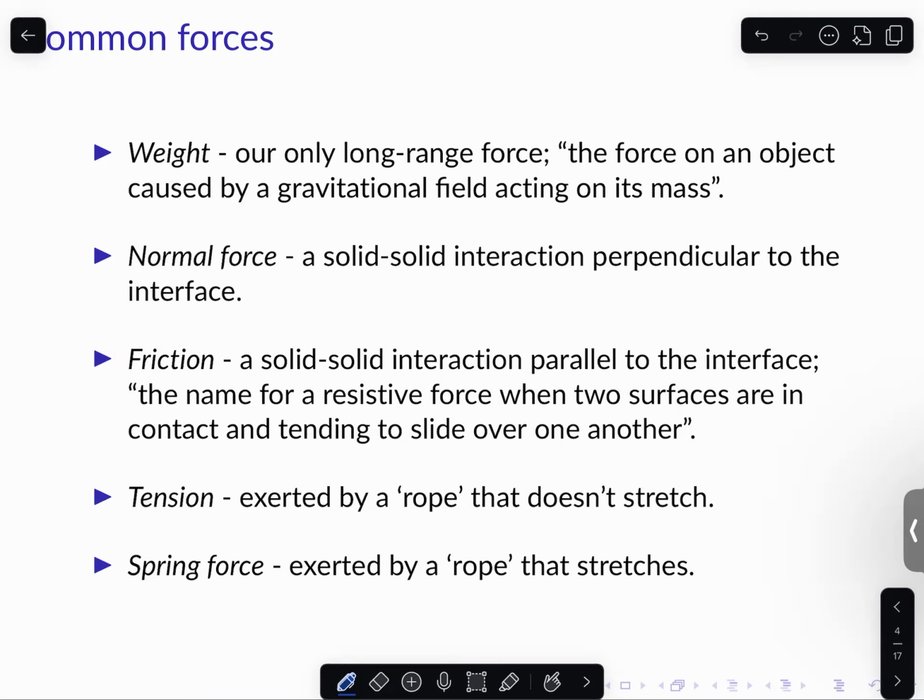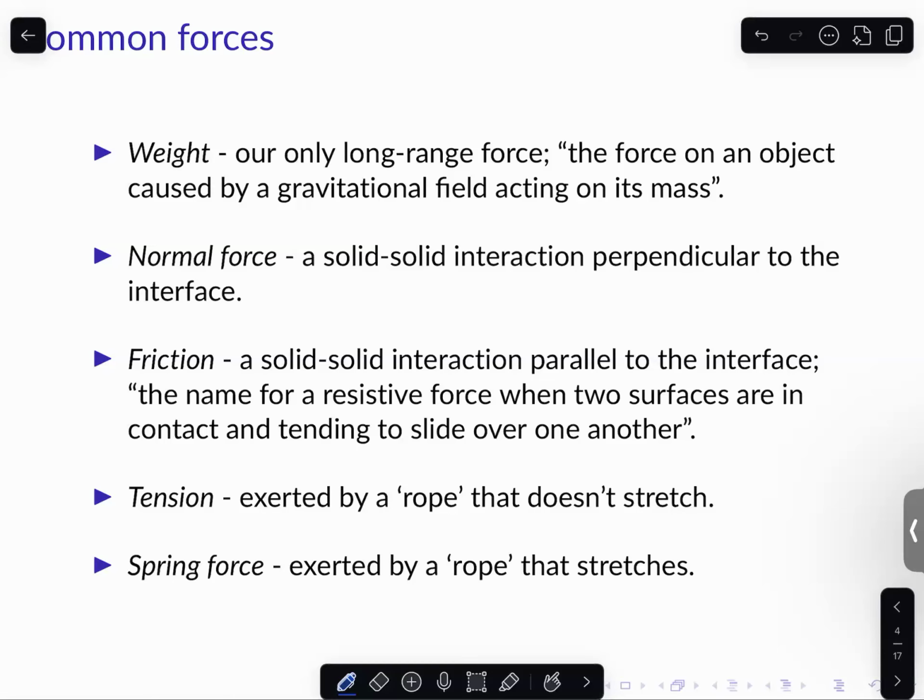Tension and spring force are the only two absolutely new ones here. They're both ropes. If you've got a rope, a cord, a string, a chain, a long, skinny, flexible thing, it can pull, okay? Either use a tension or a spring model, and here's the difference between them. If the thing is really stretchy, use the spring. If you care about how far it stretches, use the spring. If it doesn't stretch that much, or you don't care about the stretch, use the tension.